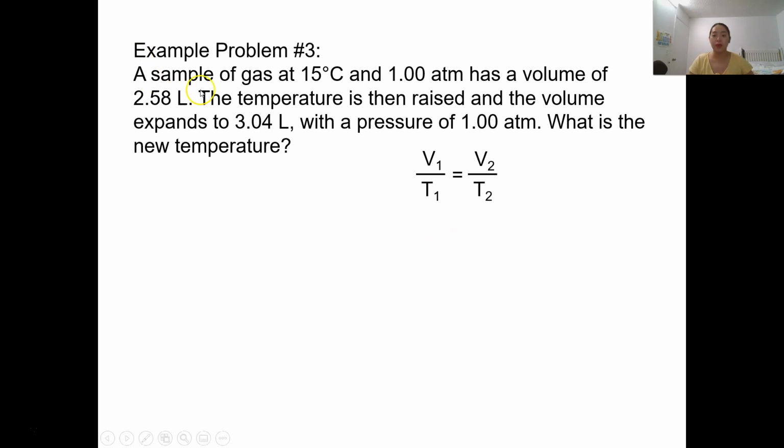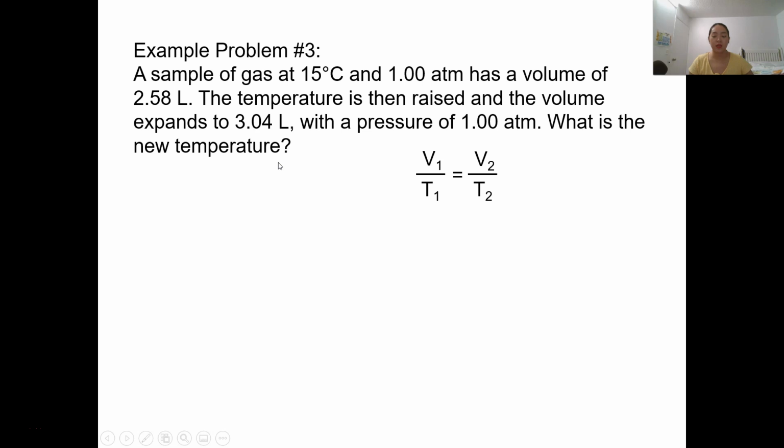I was given a sample of gas at 15 degrees Celsius and 1 atm that has a volume of 2.58 liters. Then the temperature of this gas is raised and the volume expands to 3.04 liters with a pressure of still 1 atm. What is my new temperature?